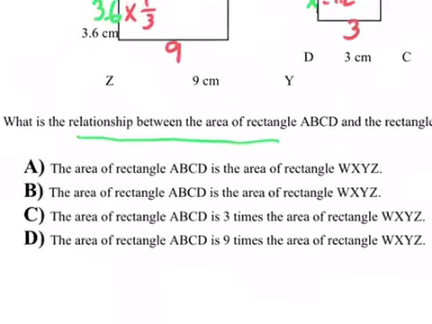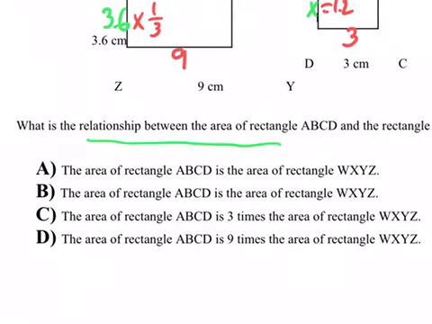So with a scale factor of 1/9, we're going to go with A on this one because it's not on my copy. It says the area of the rectangle of ABC is 1/9 the area of rectangle WXYZ.